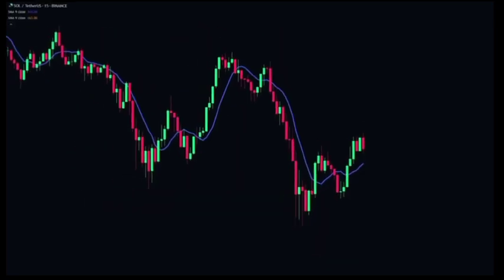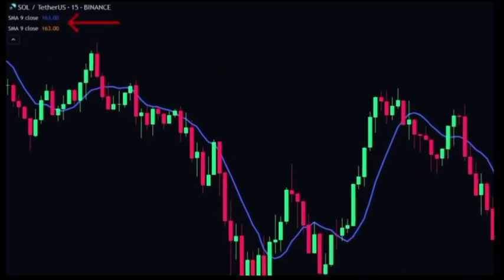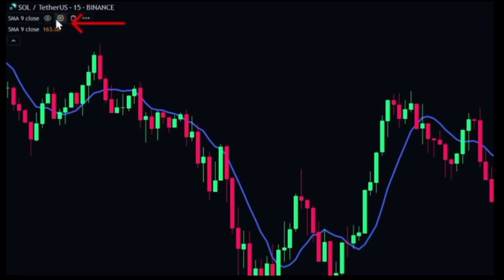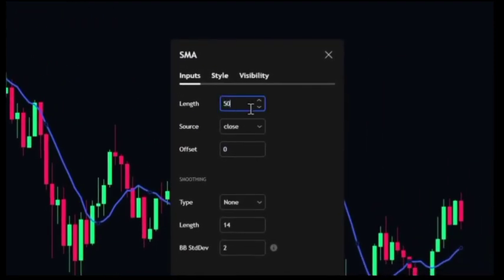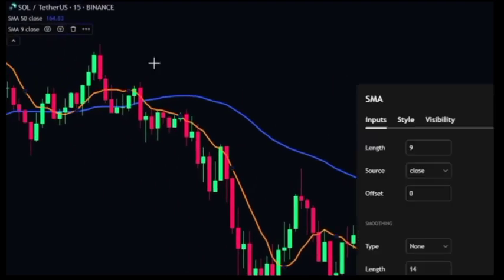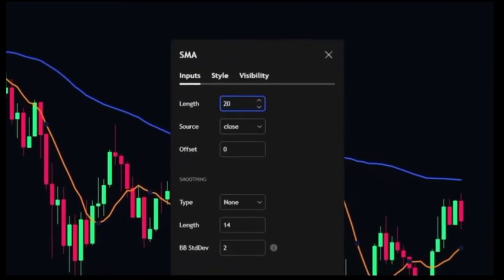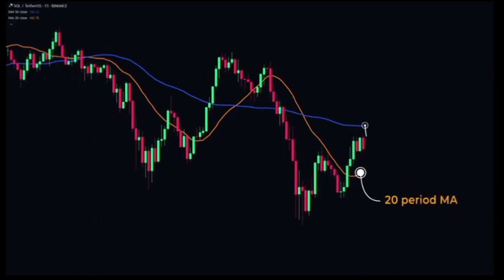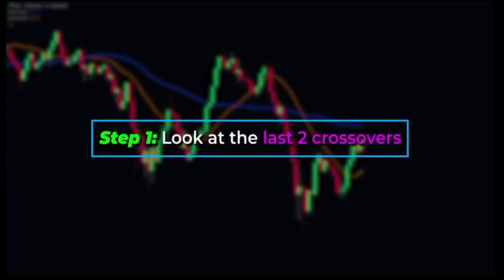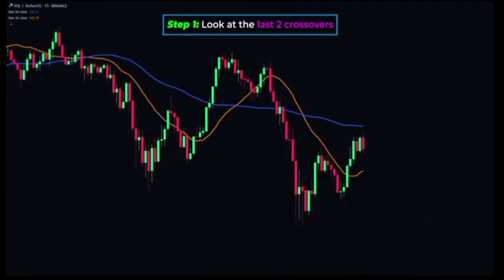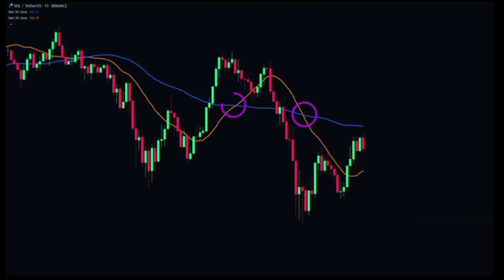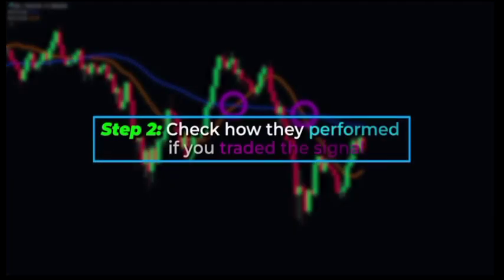Once the two moving averages are applied, you'll see them show up in the corner of your chart. Now, go to the settings of the first one and change the length to 50. Then go to the settings of the other one and change the length to 20. So now we have a 20-period and a 50-period simple moving average applied to our chart. So, the first thing you want to do is look at the last two crossovers that formed on the chart. In this case, it's this one and this one. Then you want to check how those two crossovers would have performed if you had traded the signal.